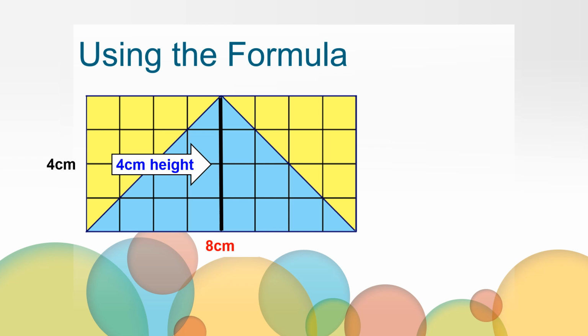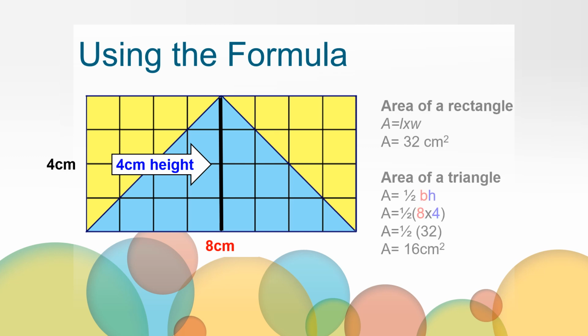Remember, there is a relationship between the area of the triangle and the area of the rectangle. The area of this triangle is half of the rectangle, which is why we find only 1/2 of the base times height. So 1/2 of the base of 8 centimeters times the height of 4 centimeters is the same as 1/2 of 32, which is 16. The area of the triangle is 16 centimeters squared. Now let's use this formula to solve a real-world scenario.